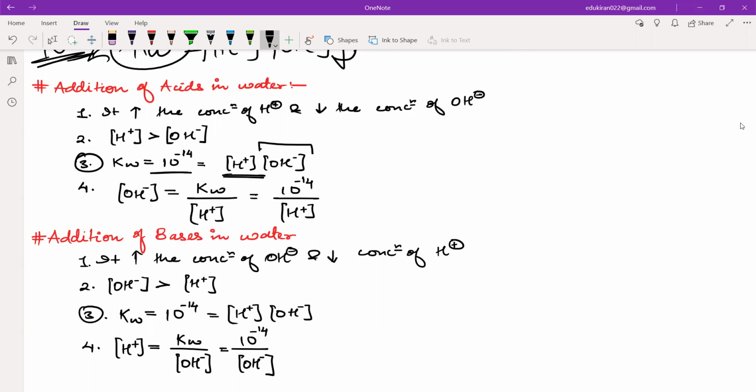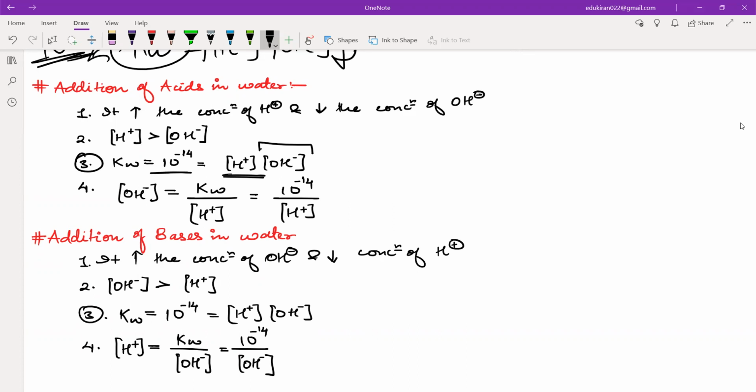If I'm adding bases in water, then I'm increasing the concentration of OH negative and decreasing the concentration of H positive. I will say this so many times that this should be your standard line when you talk about acids and bases. Acids: concentration of H plus increases, of OH negative decreases. Write this down. Let me know if you're done.